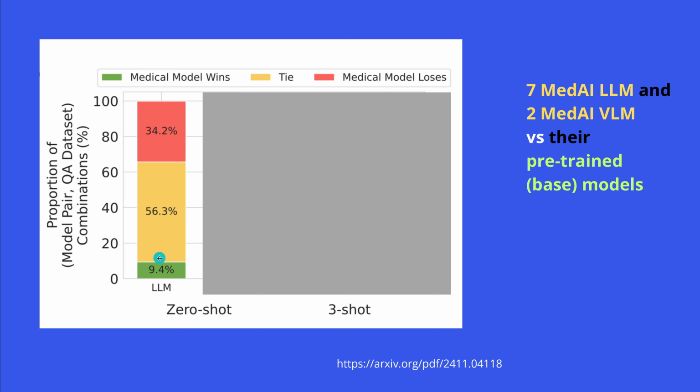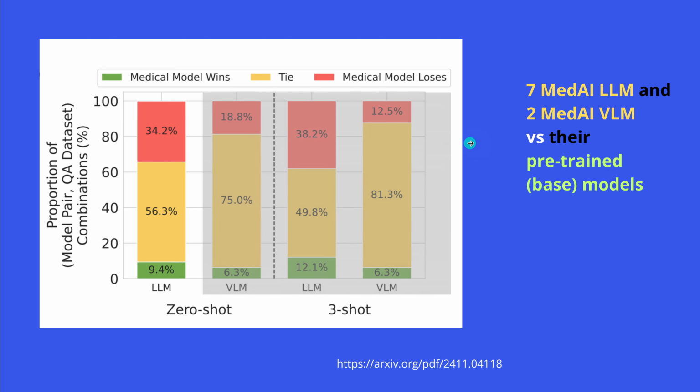In 9% of the cases, the medical model wins. And you say, wait, just in 9% of the cases? Yeah, that's what those universities found in their evaluation. But you know what's even more, I don't know how to say this, not so great, is that the medical model loses against the base model in 34% of the cases. And you say, how is it possible that a specialized MedAI system loses against the base model in one third of the test cases? Well, have a look at the other results.